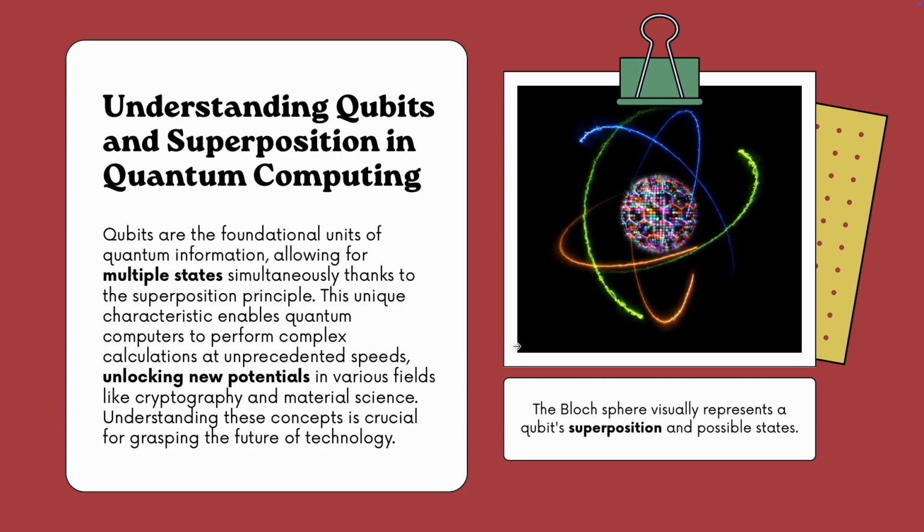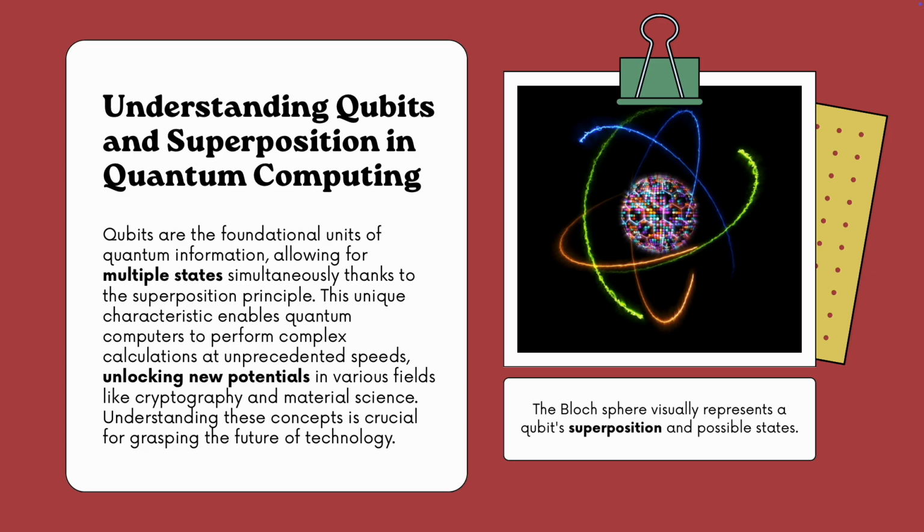Quantum computers don't use regular bits. Instead, they use qubits. A qubit can exist in multiple states at once, thanks to a principle called superposition. That means instead of being just a 0 or a 1, a qubit can be both at the same time. This unlocks incredible possibilities, letting quantum computers process information in ways classical machines can't.